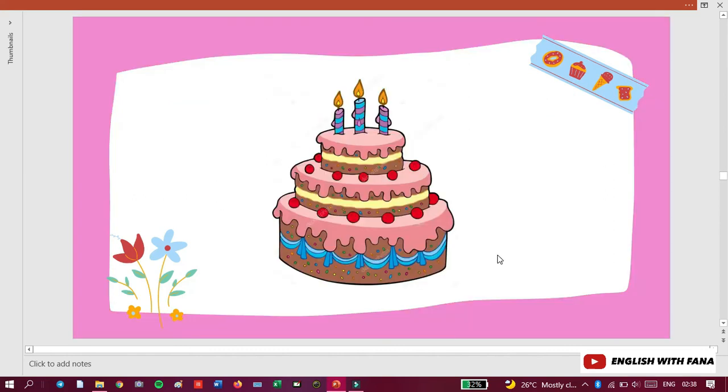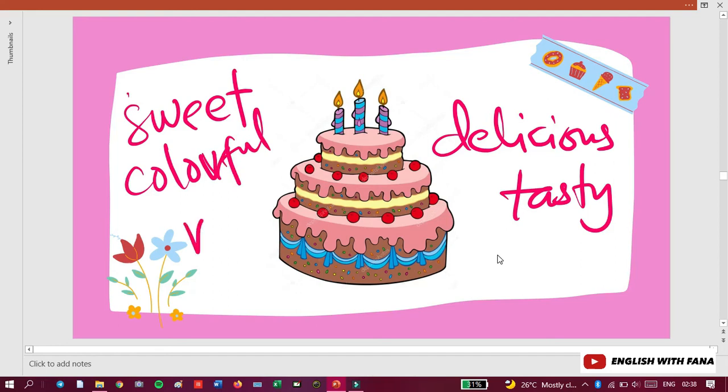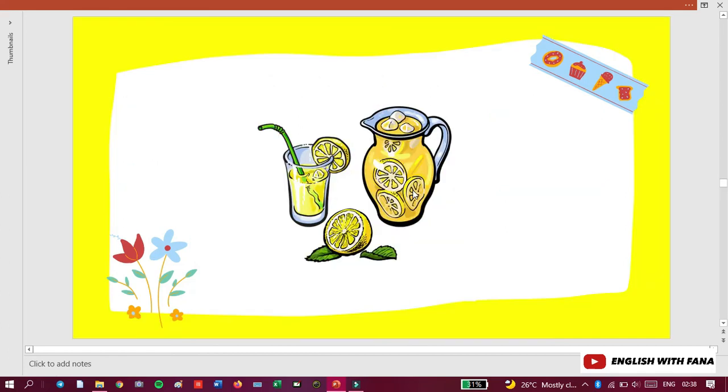Next, a birthday cake. First, maybe we can say it's sweet. It tastes delicious or tasty. It's colorful. And it has red cherry. It is pink.